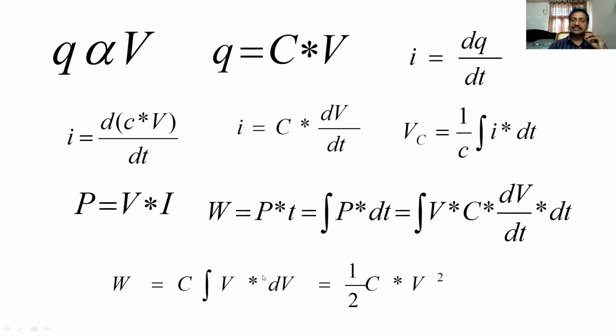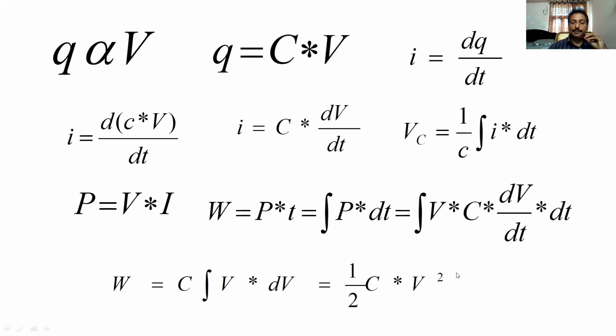Just as the integral of x dx is x square by 2, similarly the integral of V dV is V square by 2. So what is this? This is the energy stored in the capacitor, half C V squared. Therefore, W is proportional to V square.